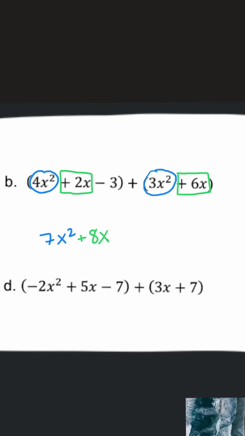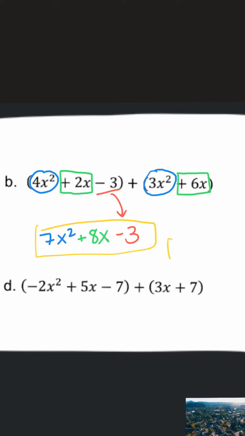And then whatever's left over that does not have a like term just gets written at the bottom. So -3 at the end. And there is my answer in standard form. Now it is your turn to try it.